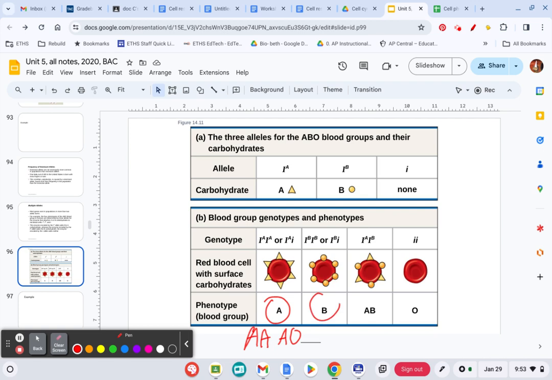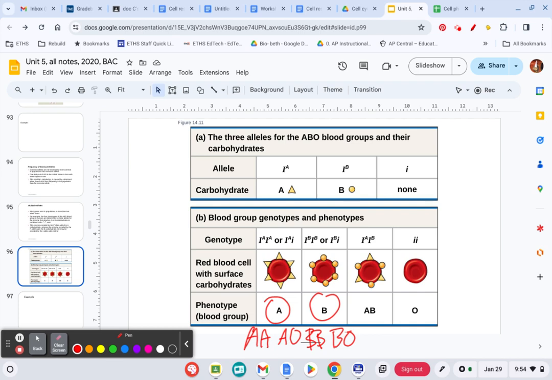Same thing happens in B. You can be BB, or you can be BO. Okay. We're good. So you can have two B alleles, or you can have a B allele and you can have an O. And if you have the O, again, it's recessive to B, so it doesn't show itself. And the only thing you see is these little circles on the red blood cell.